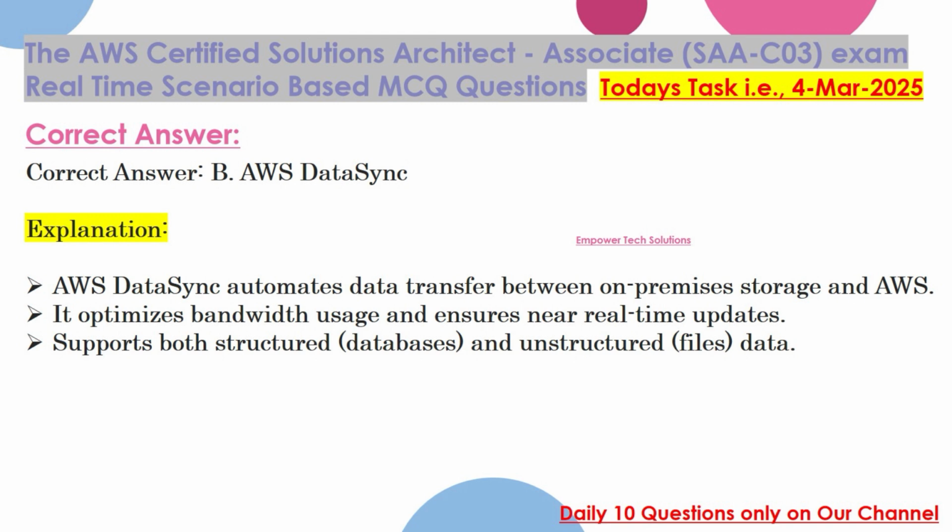Explanation: AWS DataSync automates data transfer between on-premises storage and AWS. It optimizes bandwidth usage and ensures near real-time updates. Supports both structured databases and unstructured files and data.